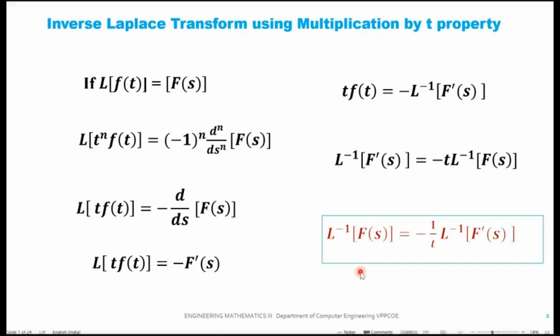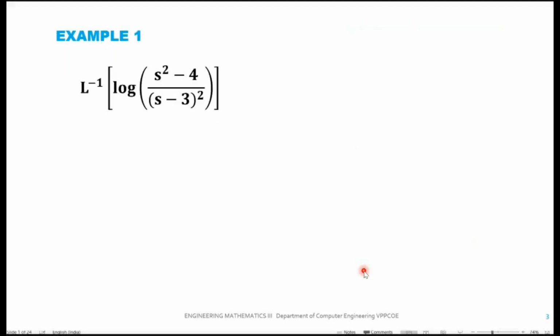ठीक है, clear all of you? तो हमें this property is only used for log and inverse function, for no other property, no other function is applied. तो अभी पहला क्वेश्चन ले लेते हैं हम लोग. L inverse of log of (s square minus 4) upon (s minus 3) the whole square. Log of (s square minus 4) upon (s minus 3) the whole square.